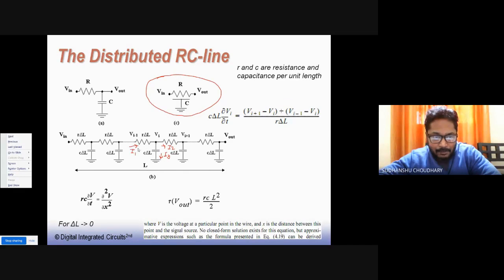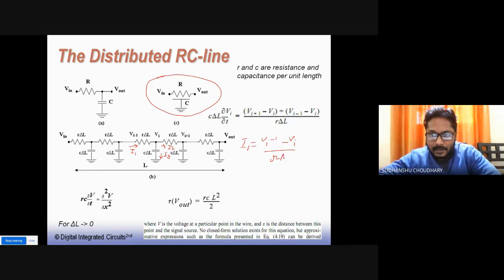So one can calculate I1 by simply saying, this node is Vi, so I1 can be written as Vi minus 1 minus Vi, divided by R delta L. Similarly, one can write I2 as Vi minus Vi plus 1, divided by R delta L.